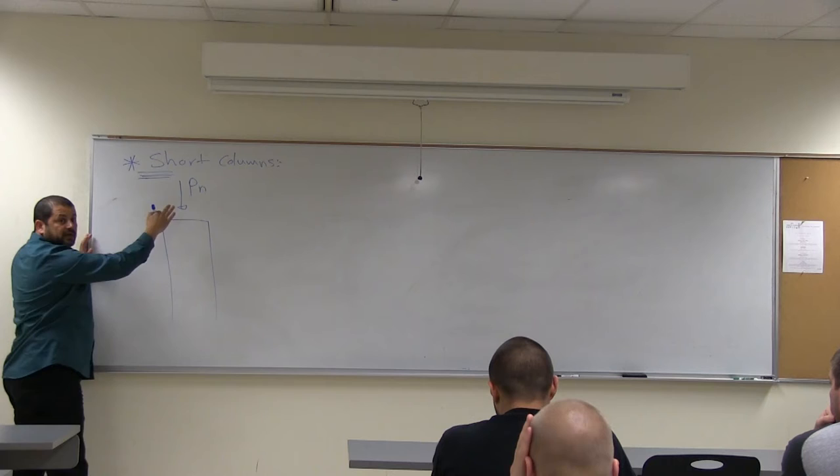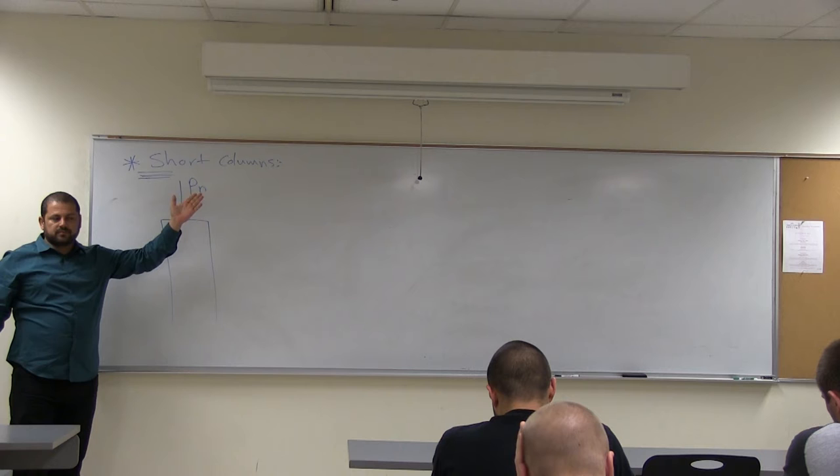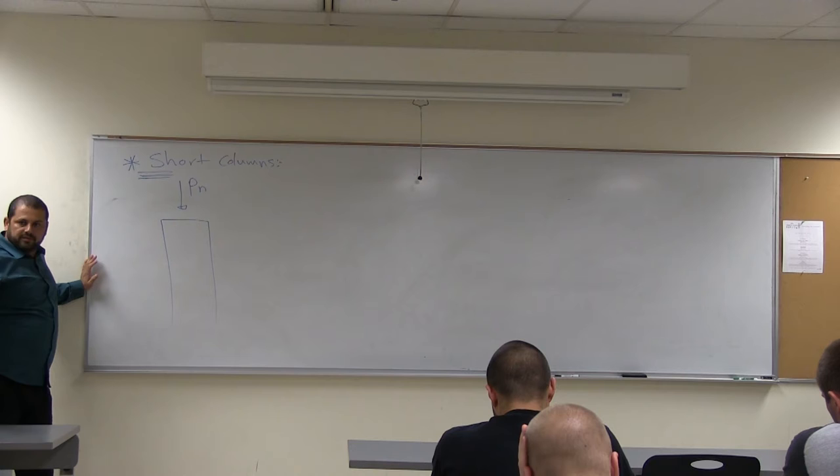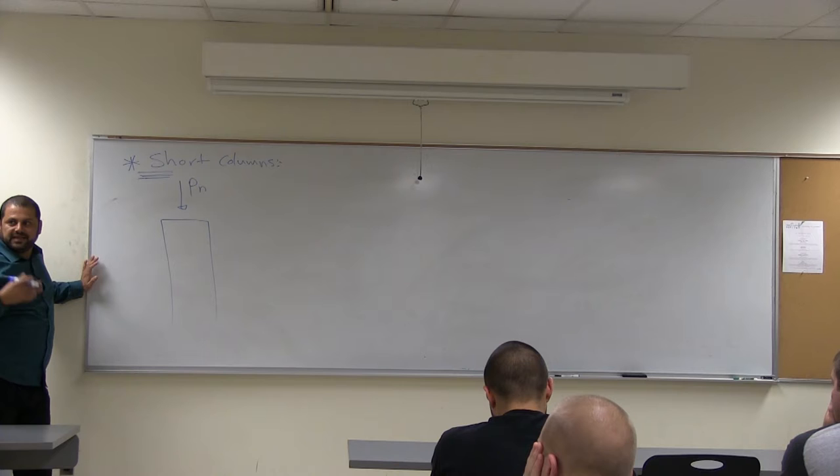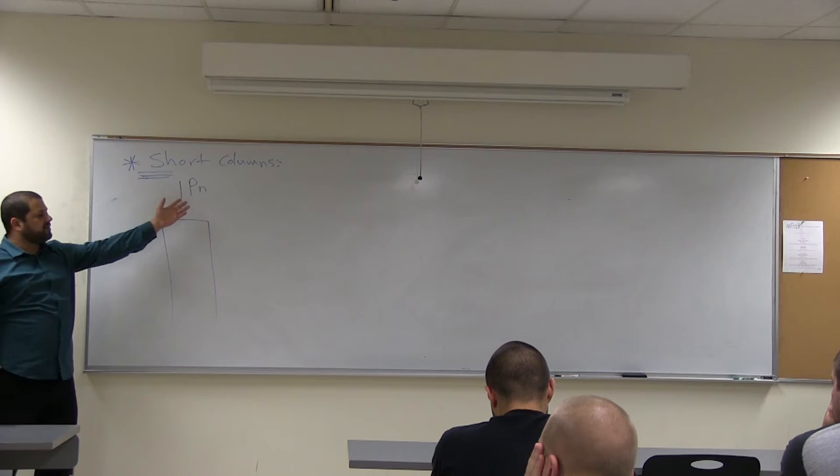We're trying to calculate what's Pn. What's Pn? What's the nominal capacity of a column? Then we will have P ultimate from structural analysis. Then if we are designing, the design philosophy is P ultimate less than or equal to φPn, or φPn, which is the nominal times a strength reduction factor, greater than or equal to P ultimate.